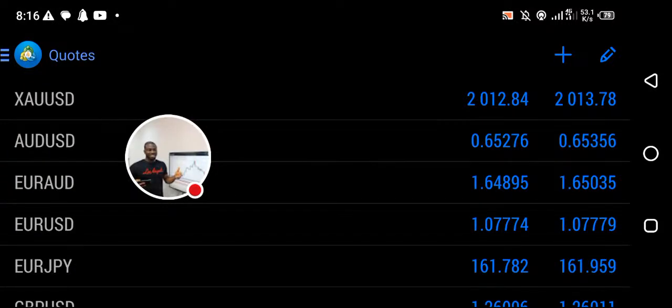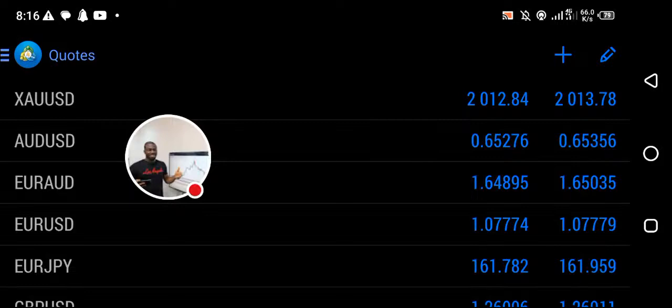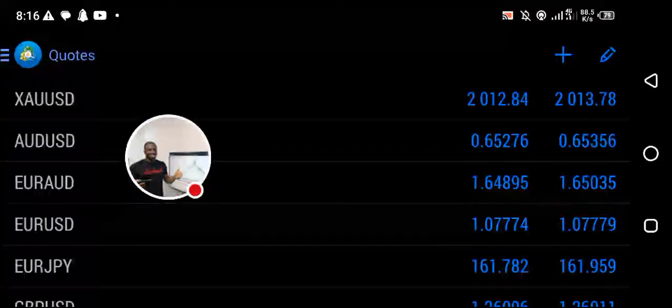I've always told you guys that it's very important that you have a trading plan for the week. It is not when the market opens that you start looking for a setup. You should know your biases on the different instruments you'll be trading for the week. When the market opens, it is time for execution, not for analysis.